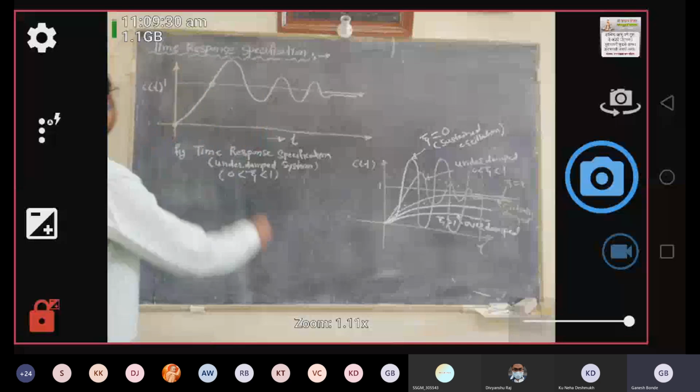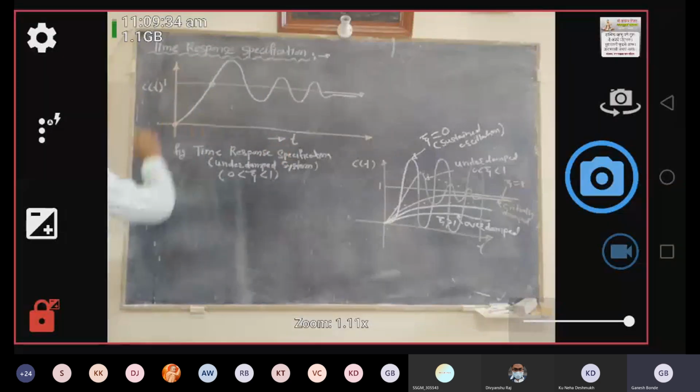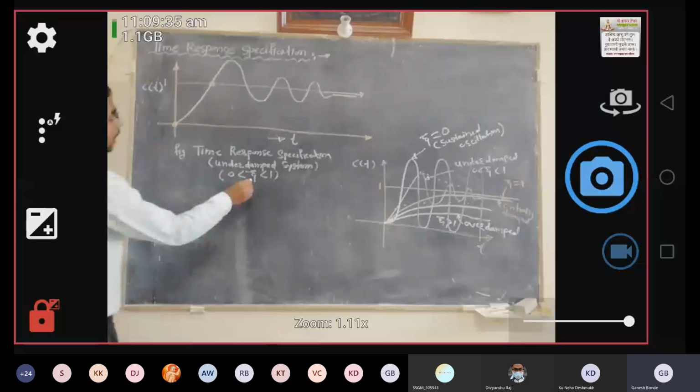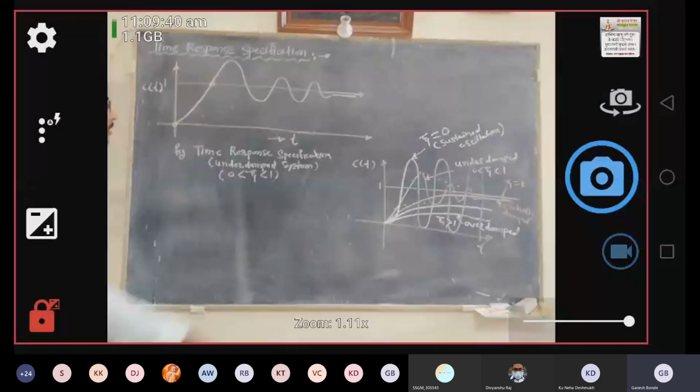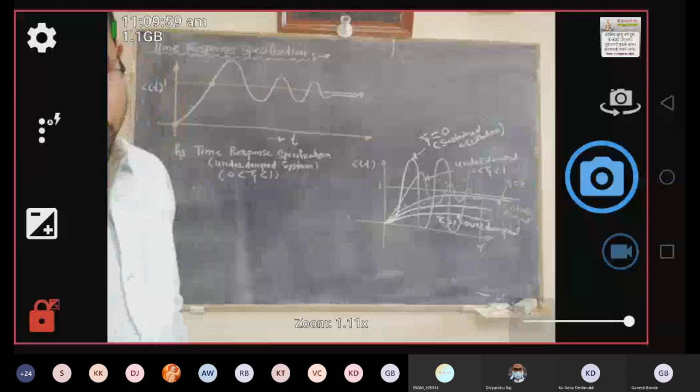So this is c(t) versus t, the time response of an underdamped system for zeta less than 1. Please draw this time response, then we can discuss the specific indices of time response specification. Mainly 3-4 indices will be there, and with their help we can analyze the system using this time response specification.